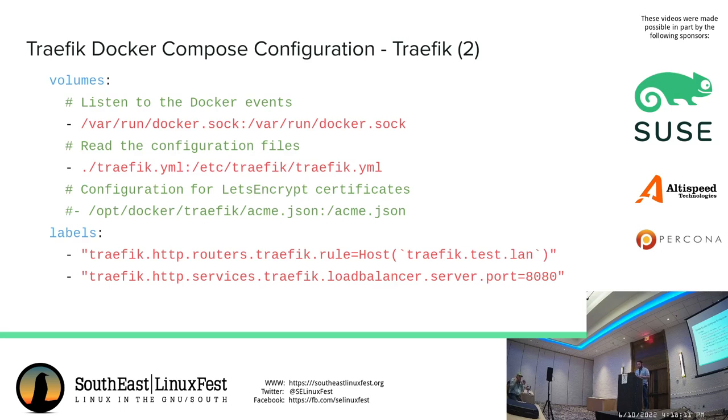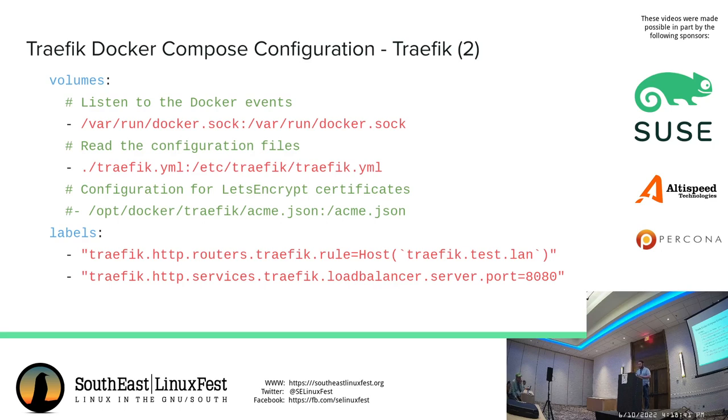Then we'll map in the Traefik YAML config file, and again, here's a commented out section for Let's Encrypt certificate storage that I'm including here just for example and completeness. The main way to configure Docker containers for Traefik is using label values on the containers. So first we'll define a router under that labels section. We'll define a router of a rule that matches incoming requests looking for the name traefik.test.lan.